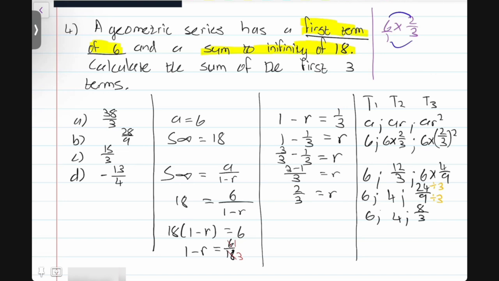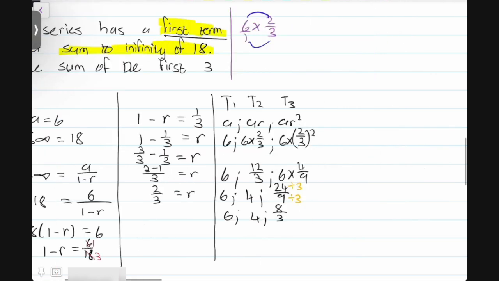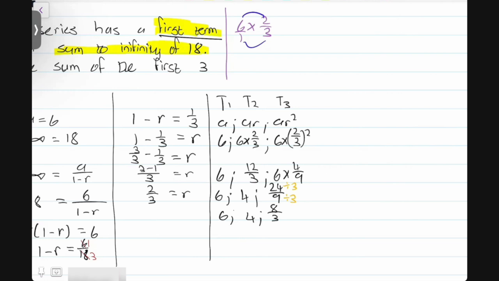Now, I want to show you another way to do this, because I don't particularly like this version over here. So the alternative way of doing this, for 6 times 2 over 3 times 2 over 3, is the following. I'll say that this 2 over 3 squared is basically 2 over 3 times 2 over 3, right? I know that.